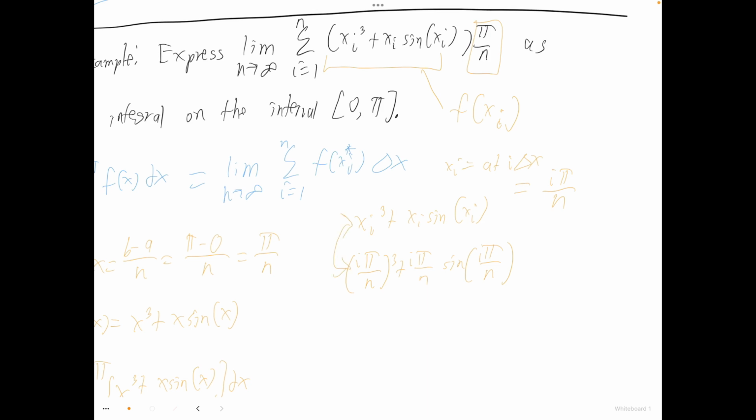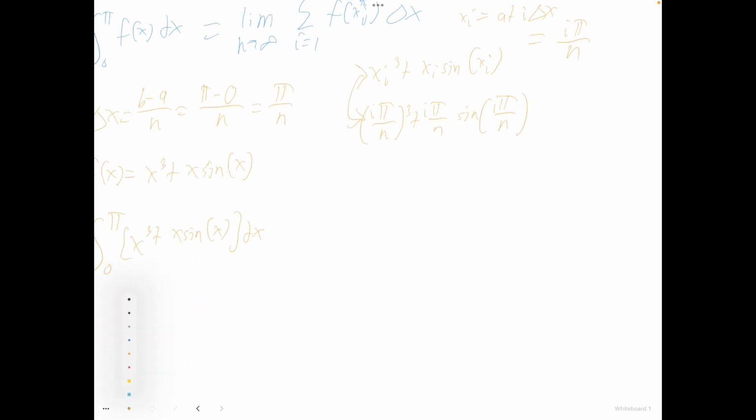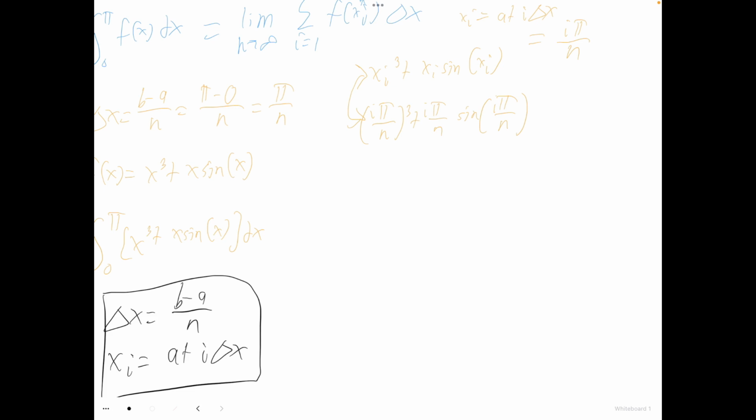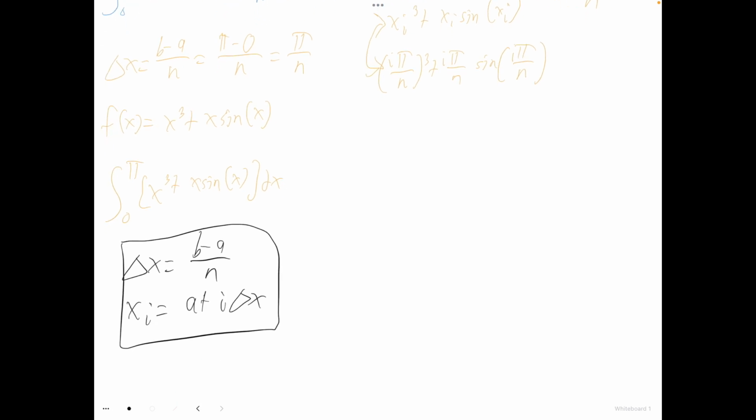You could see it written in either way, and so being fluent in going between the two is very helpful. Again, the two key facts are delta x equals b minus a over n, and x sub i is equal to a plus i delta x. Those are the two key things to use when you're converting a sum back into an integral. And really, when you're doing this, you're just figuring out what is f of x.